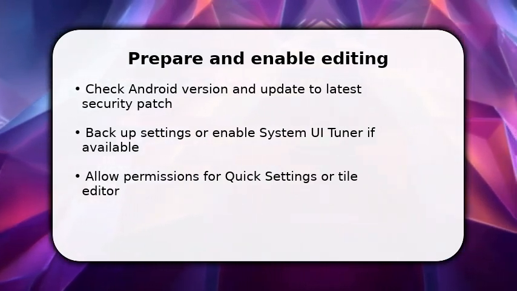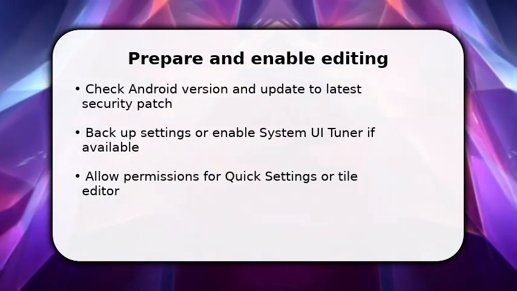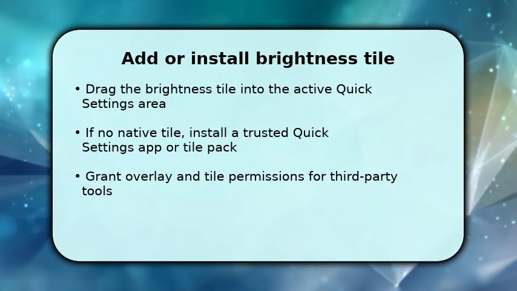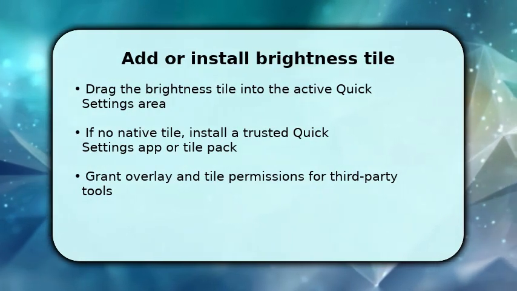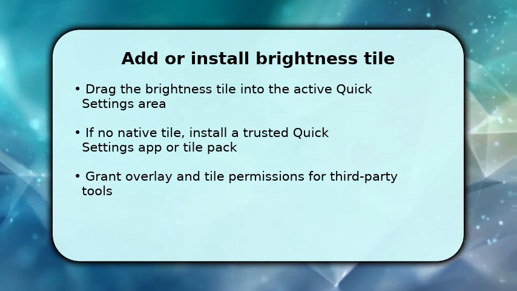Now open the notification shade and tap the pencil or edit button to reveal removable tiles, so you can drag the brightness tile into the active Quick Settings area. This instantly adds a slider or toggle, depending on your ROM.